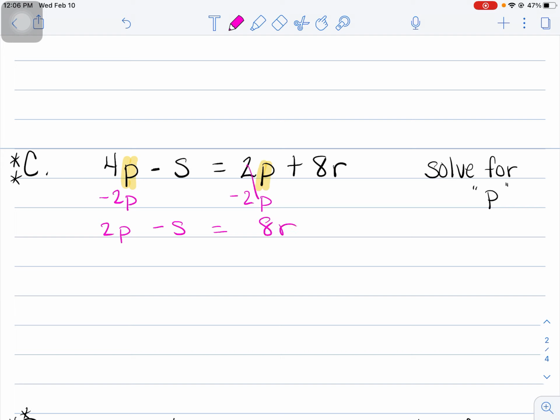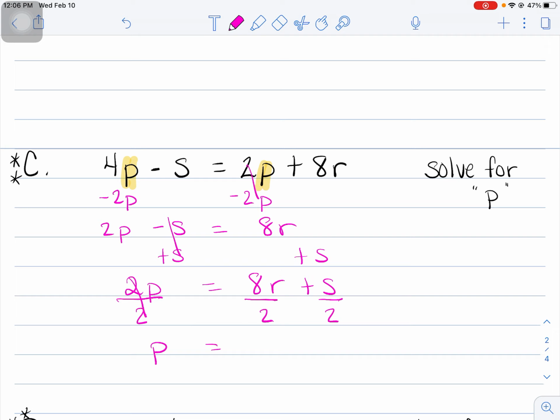Now, I've got the P's together on one side. I'm going to move my S over. So plus S plus S. So now I have 2P equals 8R plus S. And then to get P alone, I'm going to divide by the coefficient of 2 to every piece. You can put it as one line or individually, and doing it individually helps.